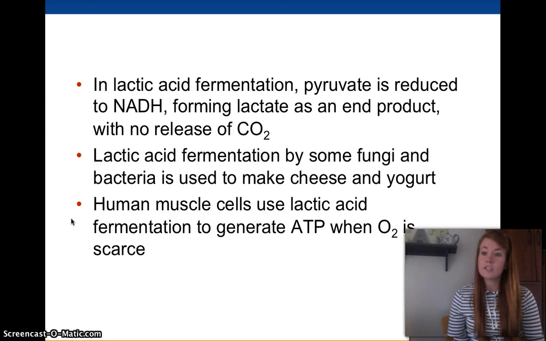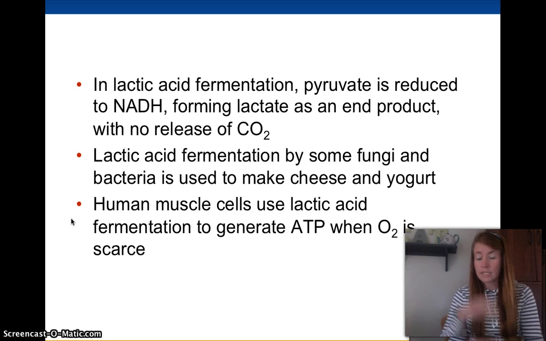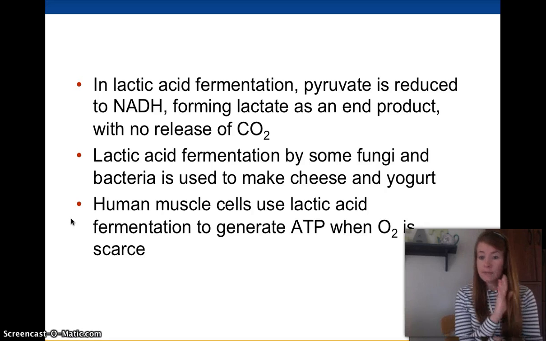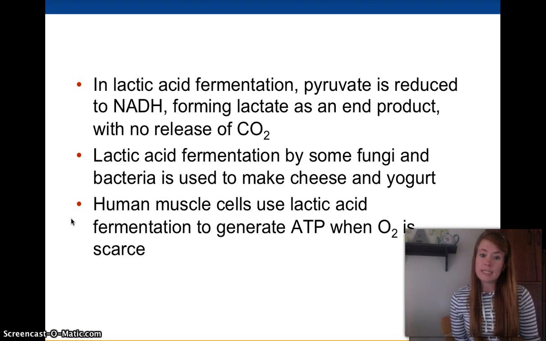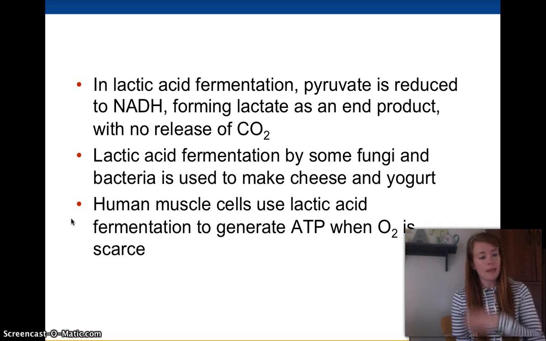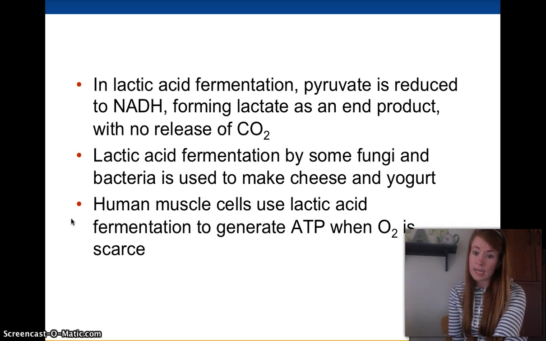What that means is it's going to start recycling some pyruvate into lactic acid in order to help more glycolysis happen. So lactic acid is released as a byproduct, and lactic acid builds up inside of your cells and is then taken away to your liver to be recycled or to be broken down. So our cells perform lactic acid fermentation when oxygen is low.